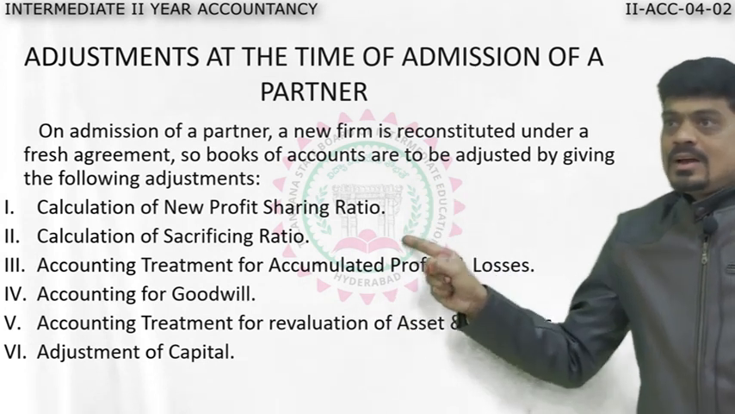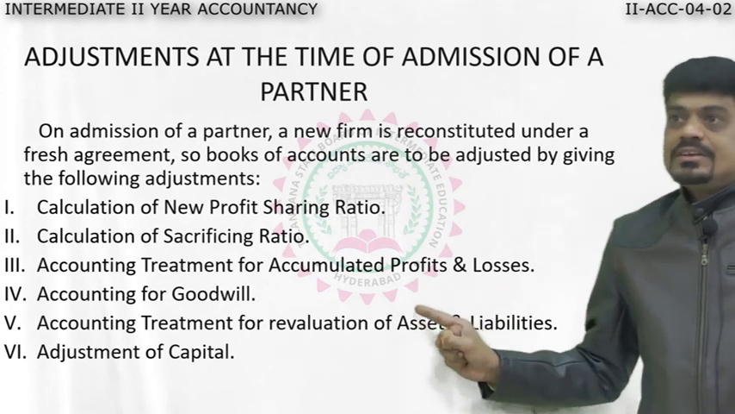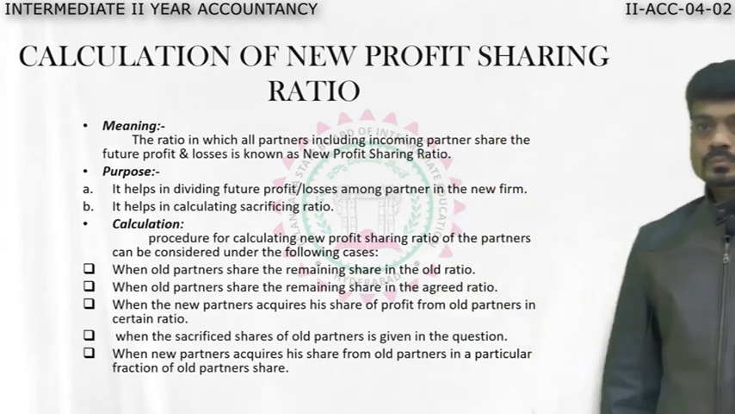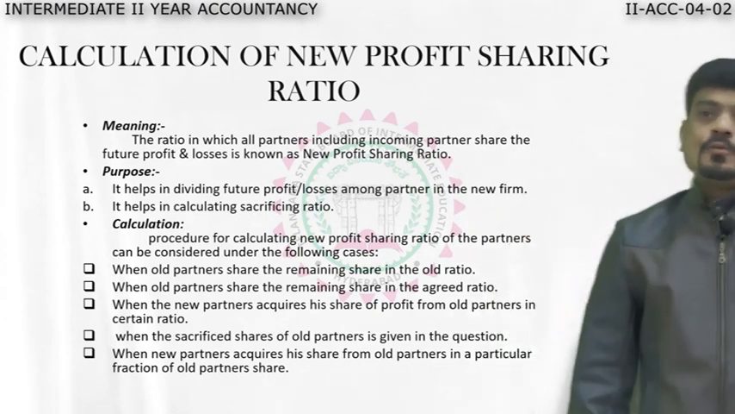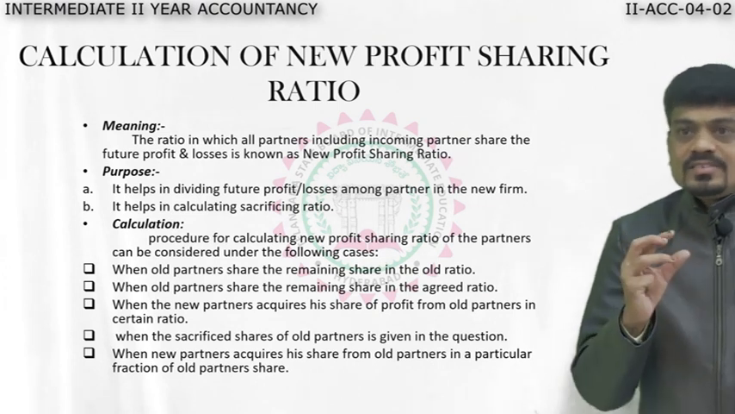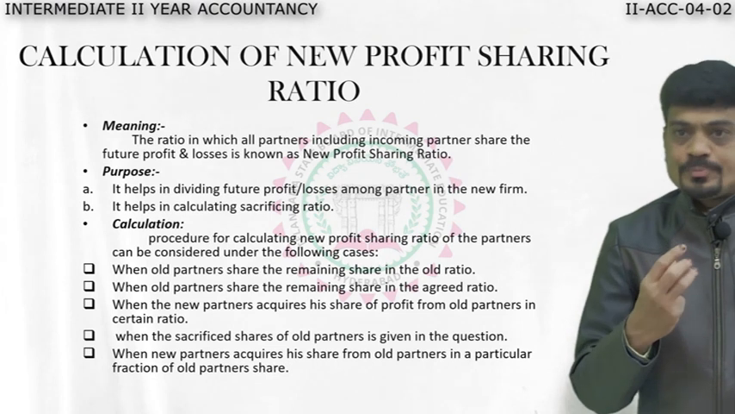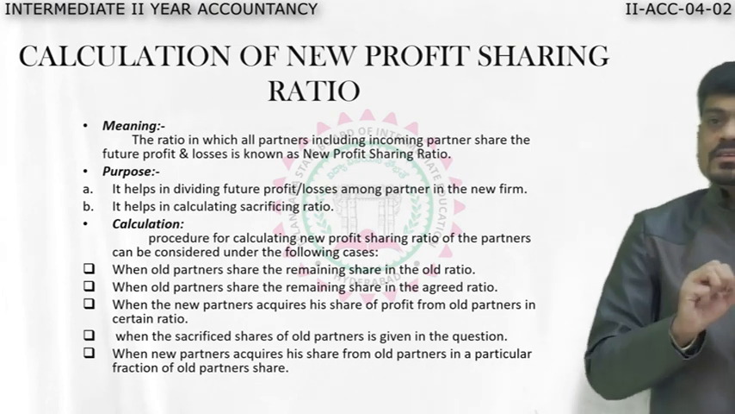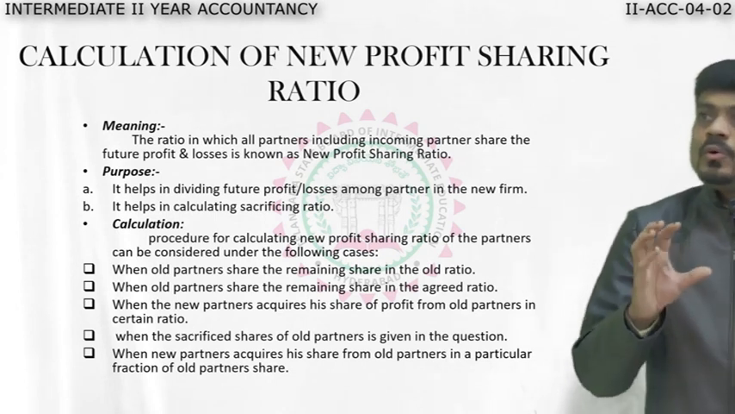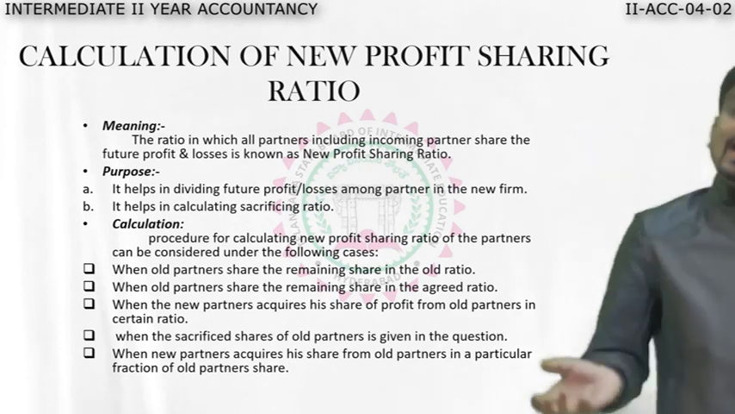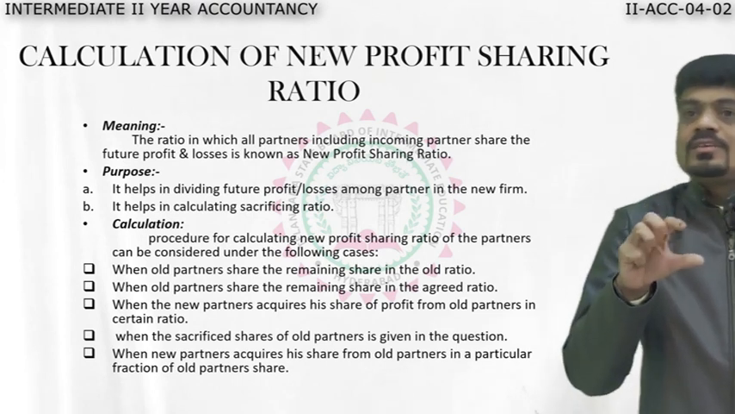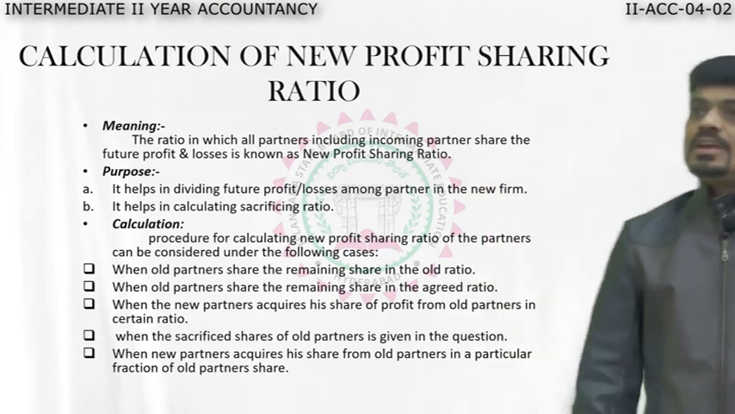Now, one after the other, I am going to teach you each in detail. So, first we are going to learn about calculation of the new profit sharing ratio. Now, what do we mean by new profit sharing ratio? It is the ratio, or you can call it the proportion of profit, in which all the partners, and here it includes the new partner, share. Once the new partner joins the firm, whatever ratio they have agreed to share profits and losses in the future, that we call the new profit sharing ratio.